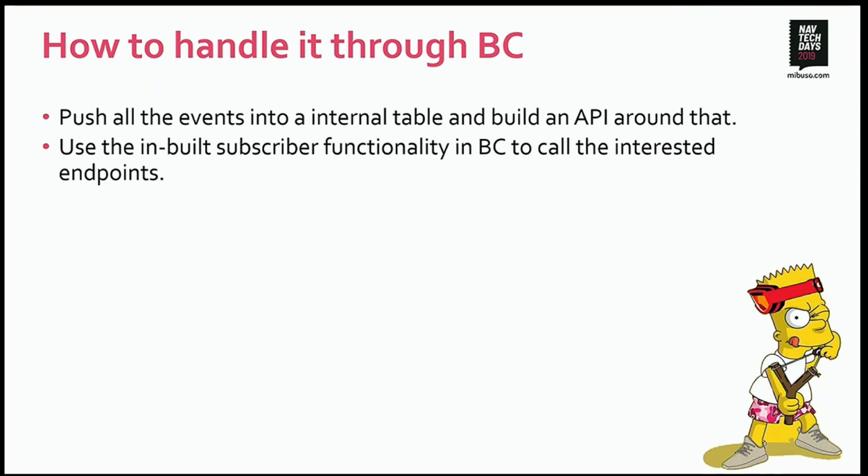And the other one is we have the subscriber functionality in Business Central. So the sub-companies can create a subscription in the master company. So when a customer record changes, the subscriber functionality will call all the subscribers and say, this record has been changed in Business Central. Do you want it? And if you want it, these are the IDs for these customers. This is the URL.